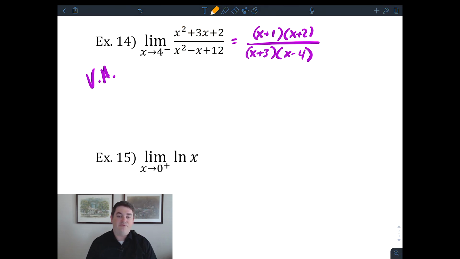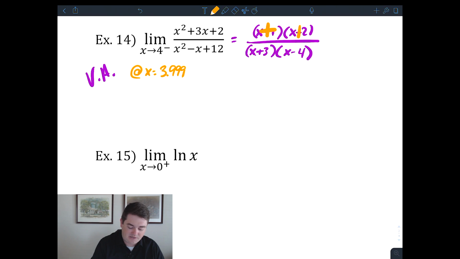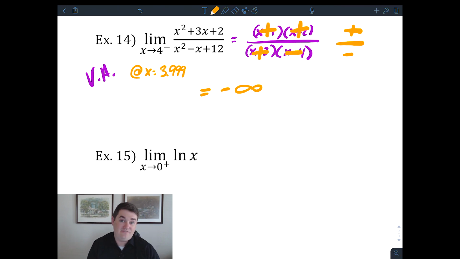So using that trick from before, let's pick a value of x that's really, really close to 4 from the left. How about when x equals 3.999? What happens when I plug in 3.999? I get a positive value times a positive value divided by a positive value times a negative value. A positive divided by a negative is a negative, which tells me that this limit approaches negative infinity.